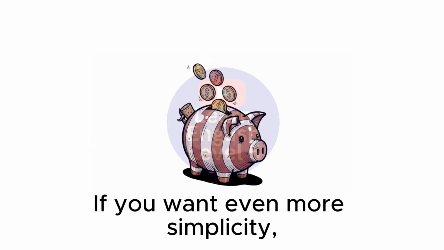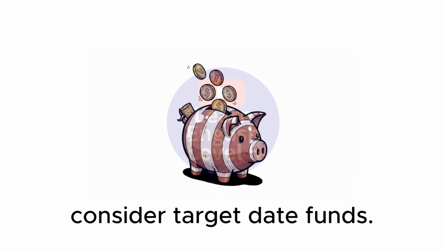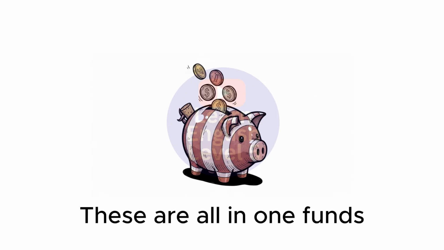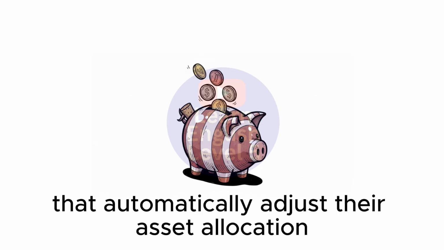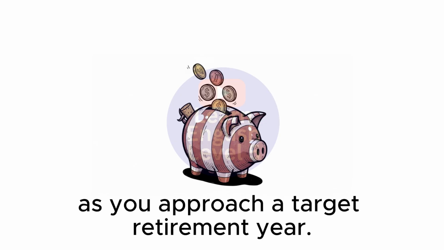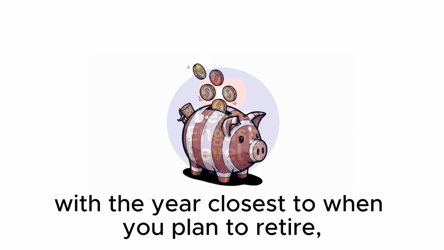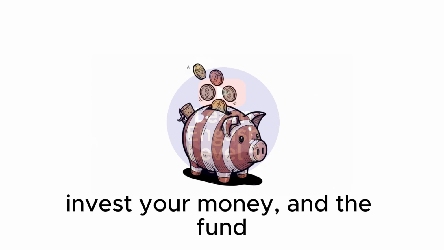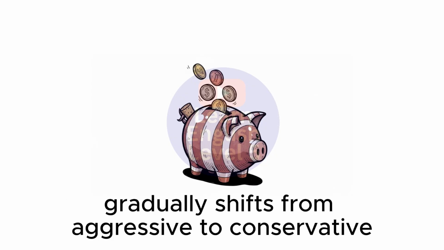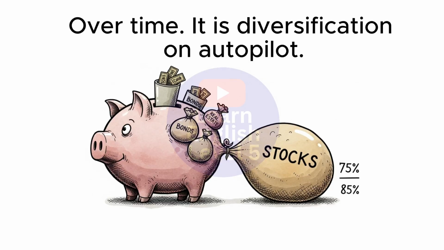If you want even more simplicity, consider target date funds. These are all-in-one funds that automatically adjust their asset allocation as you approach a target retirement year. You pick the fund with the year closest to when you plan to retire, invest your money, and the fund gradually shifts from aggressive to conservative over time. It is diversification on autopilot.